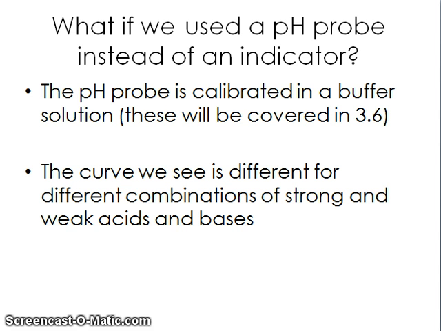Now, if we did this experiment, so instead of having an indicator, we measured the pH after every addition, then we would see a graph of the pH against the volume added. And we would see this as a curve. And the curve we see is going to be different depending on whether we've got strong and weak acids and bases.